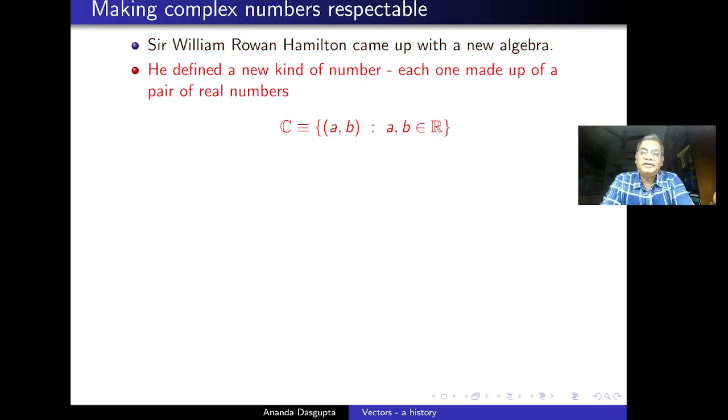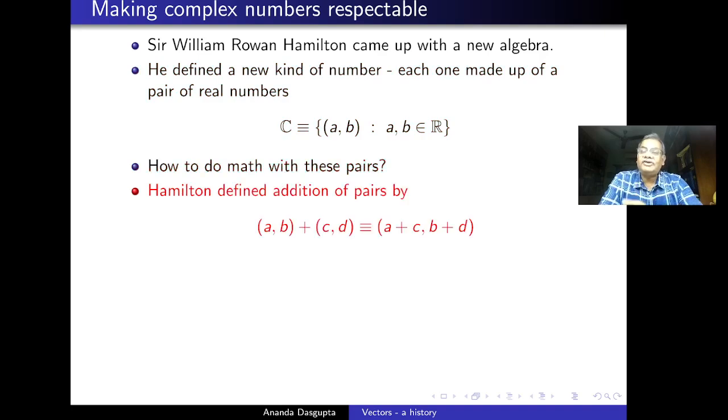Now, what he did was not only decide to call the set of all such pairs of real numbers, pairs A, B, the set C, that was the name he gave them, he also figured out ways of adding and multiplying pairs. So this is how you do math with the pairs.